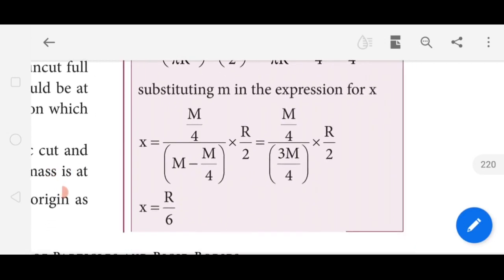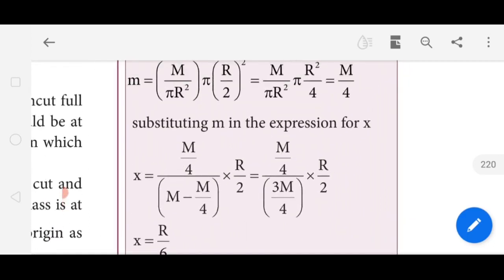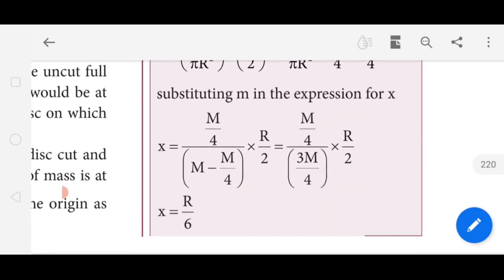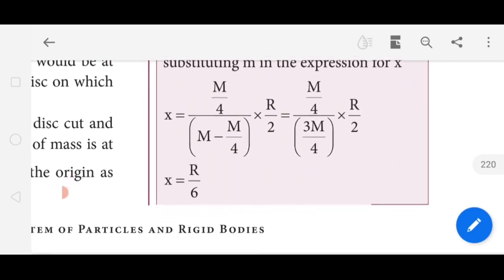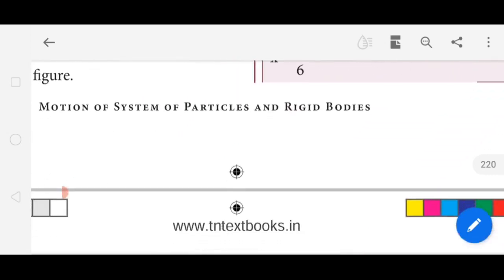So substituting small m in the expression for x. Now we are substituting the values, and what happens to that equation: M by 4 by (M minus M by 4) into r by 2, that gives M by 4 by 3M by 4 into r by 2. Okay, so what happens to this M by 4 and M by 4, the 4 gets cancelled, M by 3M into r by 2, and that will be 2 threes are 6. Okay, M gets cancelled and that will be equal to, x is equal to r by 6.